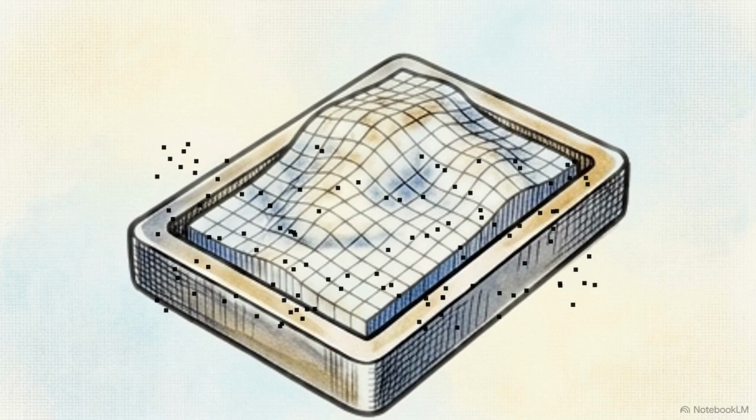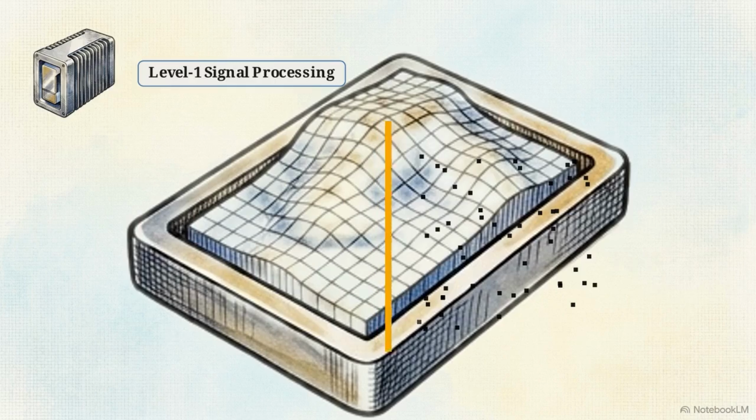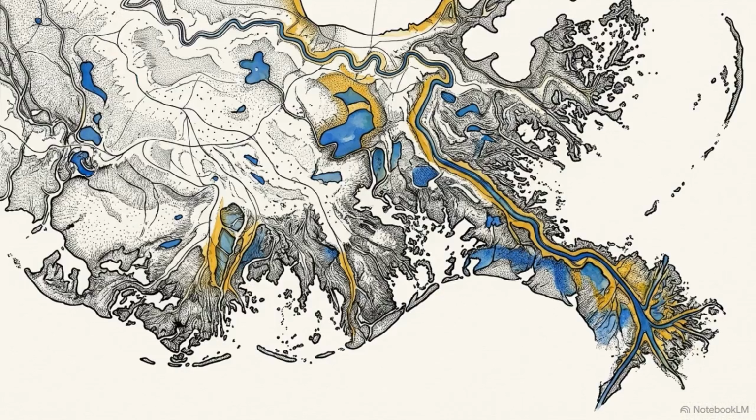The onboard Level 1 signal processing then applies mathematical interpolation. It uses the overlapping data from adjacent pulses to mathematically fill in those randomized gaps. Staggered PRF transforms a fatal hardware blackout limitation into a seamless, uninterrupted wide swath image stream.